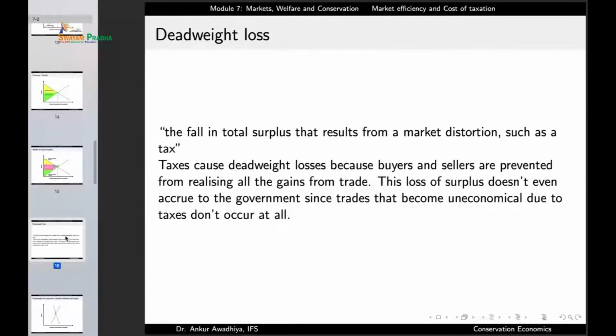There is a fall in the total surplus that results from a market distortion such as taxation. Taxation is a form of market distortion because the government is changing the natural outcome or the natural equilibrium of the market. Earlier, the price that the buyers were paying was the price that the sellers were getting. But now there is something in between that is not a part of the natural market equilibrium. It has been imposed by the government. So it is a market distortion. And a deadweight loss is the fall in the total surplus, which is what we have seen in the form of this gray area. It is a fall in the total surplus that results from a market distortion such as taxation. Taxes cause deadweight losses because buyers and sellers are prevented from realizing all the gains from the trade.